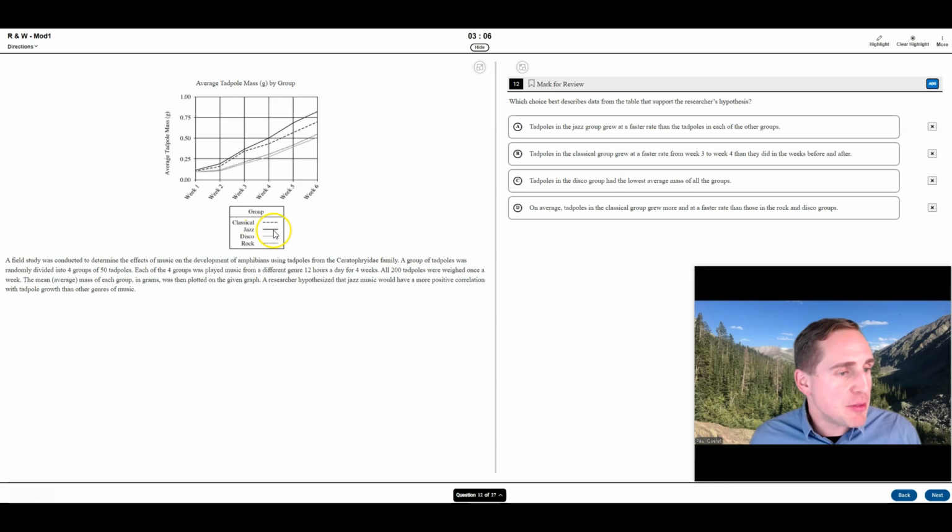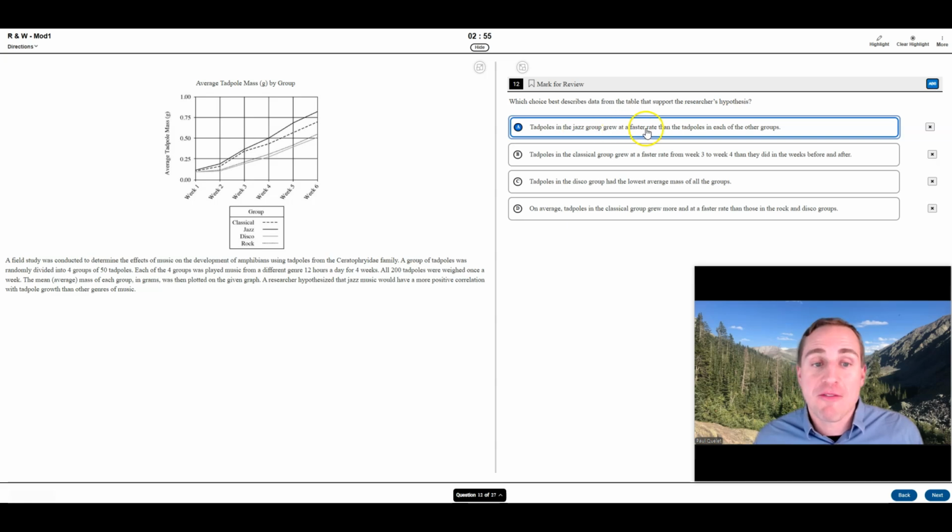Well, look at the jazz music. That's the thick black line. It's clearly the fastest growing overall, and it's on top, and we get the largest mass tadpoles. So tadpoles in the jazz group grew at a faster rate than tadpoles in each of the other groups. Plain and simple, choice A.